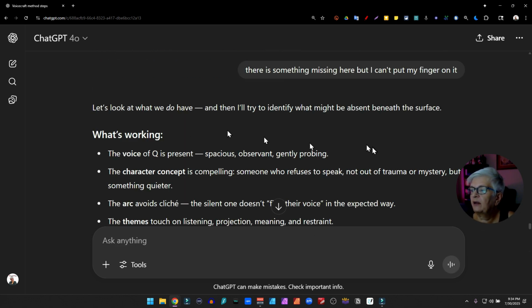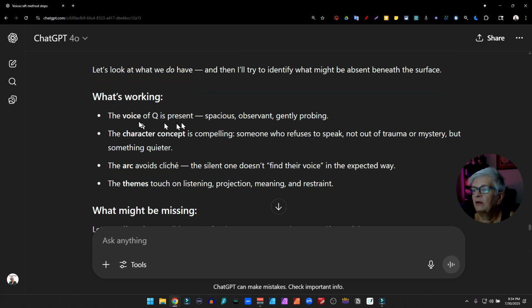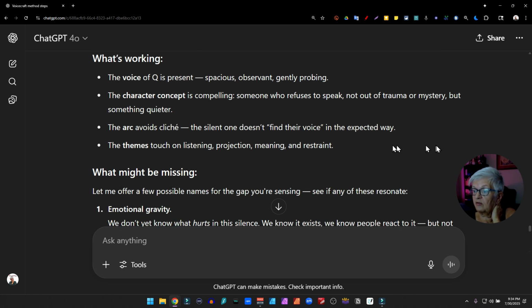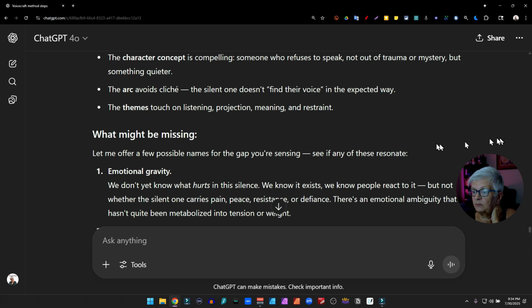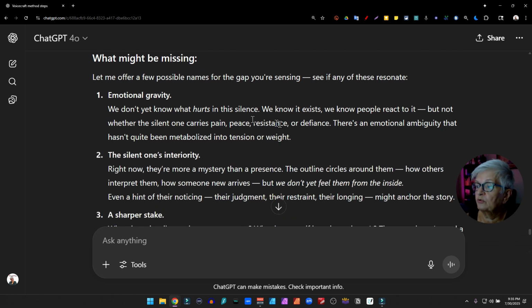Let's look at what we do have, and then I'll try to identify what might be absent beneath the surface. The voice of Q is present, spacious, observant, gently probing. The character concept is compelling, someone who refuses to speak, not out of trauma or mystery, but something quieter. The arc avoids cliché. The themes touch on listening, projecting meaning and restraint. What might be missing? Let me offer a few possible names for the gap you're sensing. See if any of these resonates. Emotional gravity. We don't yet know what hurts in the silence.